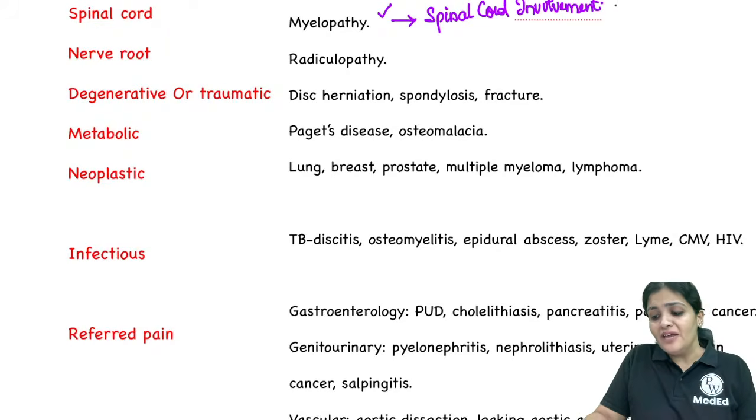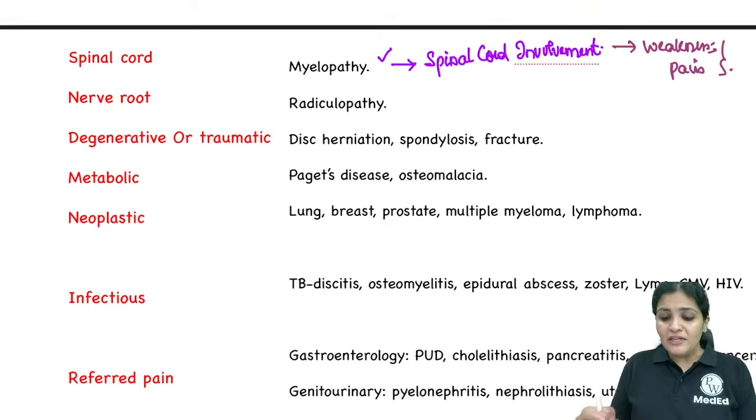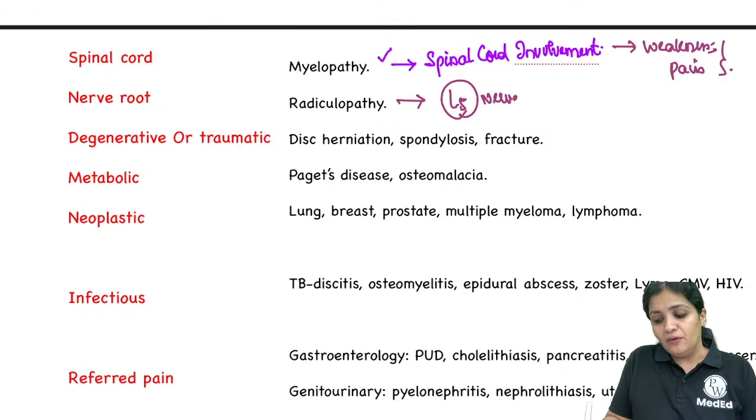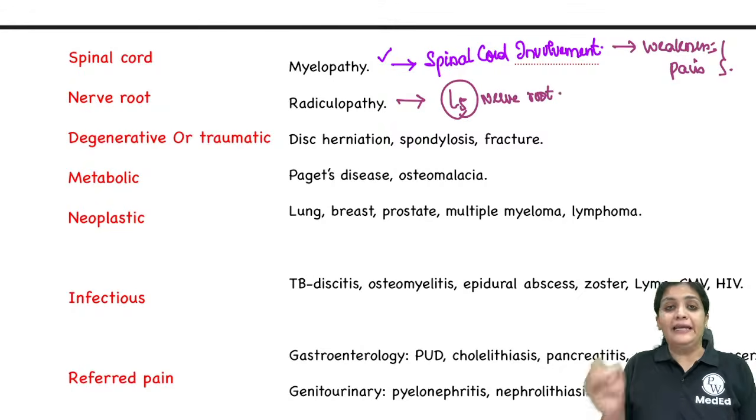So the patient will have severe weakness, right? So there will be weakness of the upper limbs, severe pain in the cervical spine. So all this will be there. What is radiculopathy? A single nerve root when it is involved. For example, only L5 nerve root is involved. So that is called as radiculopathy.